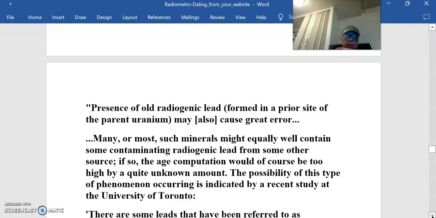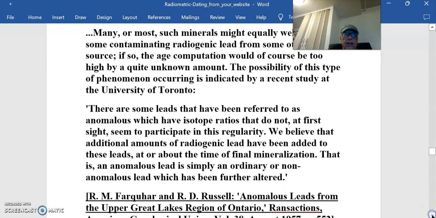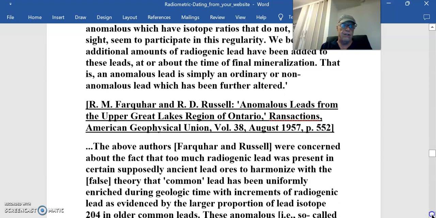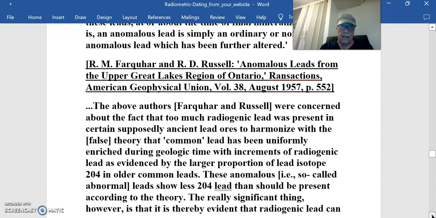The possibility of this type of phenomenon occurring is indicated by a study at the University of Toronto. It says, "There are some leads that have been referred to as anomalous, which have isotope ratios that do not at first sight seem to participate in this regularity. We believe that additional amounts of radiogenic lead have been added to these leads at or about the time of final mineralization. That is, an anomalous lead is simply an ordinary or non-anomalous lead which has been further altered." Given a lot of time, which it does have, that will happen.